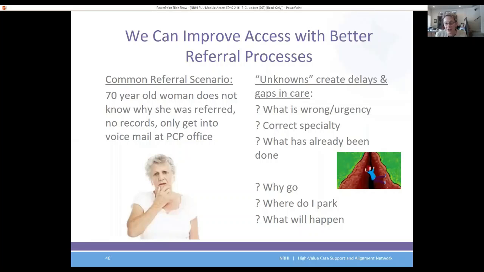Why should they even go? Where do they park? How do they get in the building? What's going to happen? It's scary. They know about the ER. So this can lead to no-shows and cancellations. Over 20% of referrals are never completed. And those patients have delay in diagnosis, delay in treatment. The patient ends up having higher acuity care than they really needed, and we end up having higher liability.